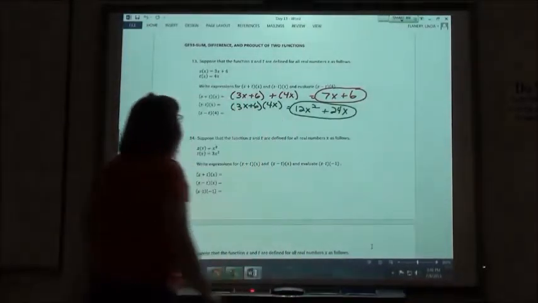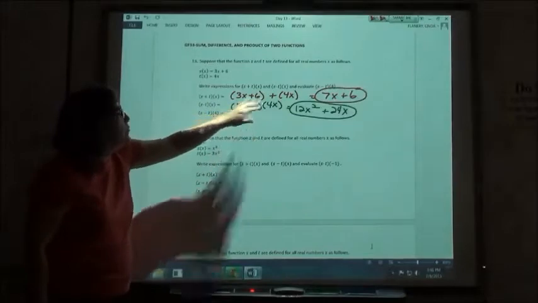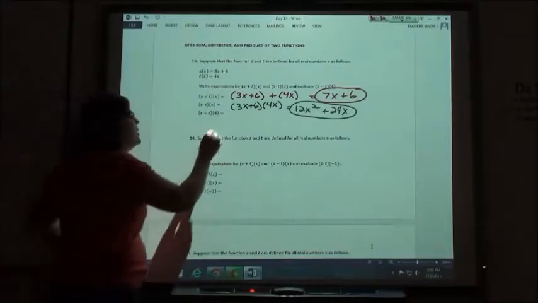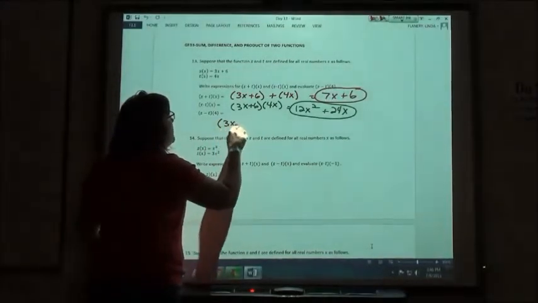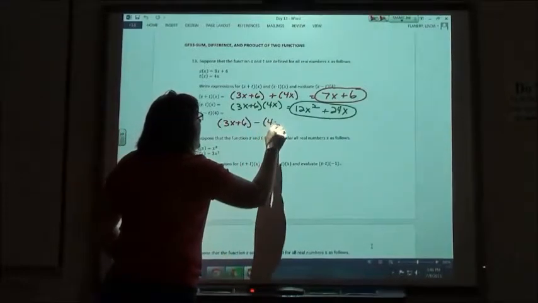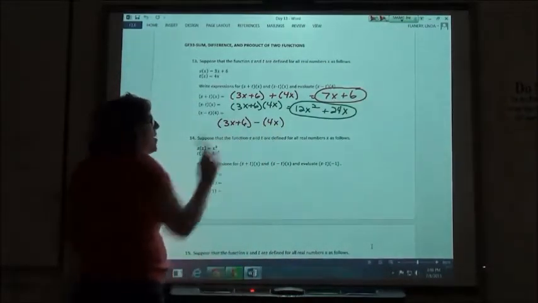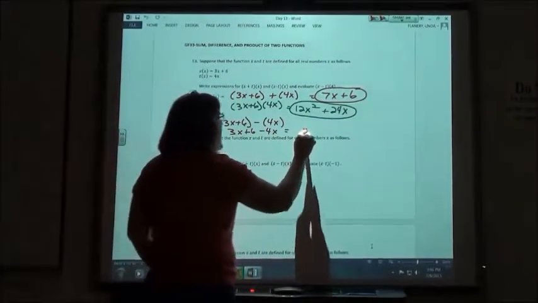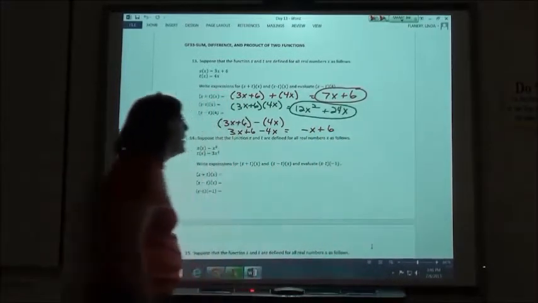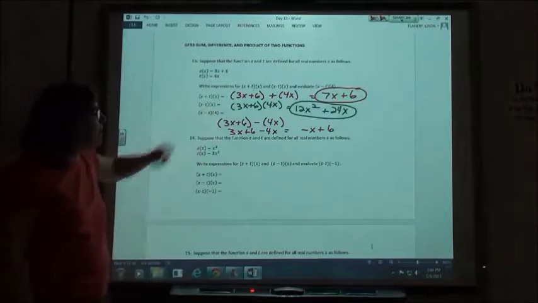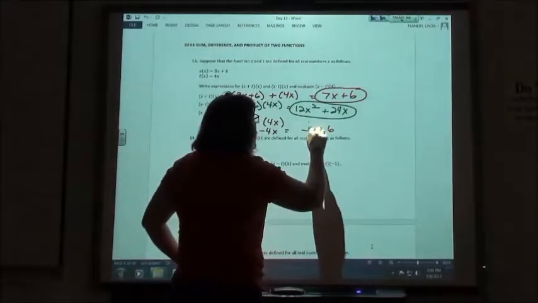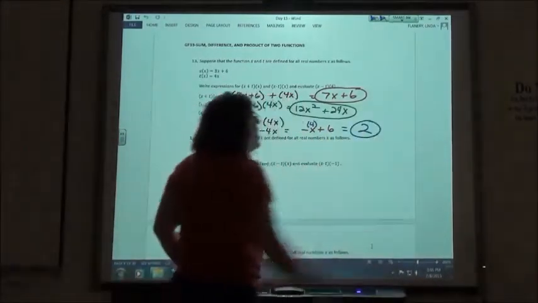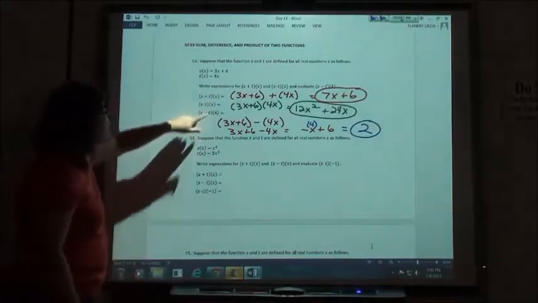Now on the second one, you can either subtract them first and then put the 4 in, or put the 4 in and subtract them. Just for fun, if I do it this way, s, 3x plus 6, minus the 4x, I have to distribute my negative, which gives me negative x plus 6. I'm then going to evaluate that answer at 4. So if I put a 4 in for my x, I would have negative 4 plus 6, which is 2 for my answer.